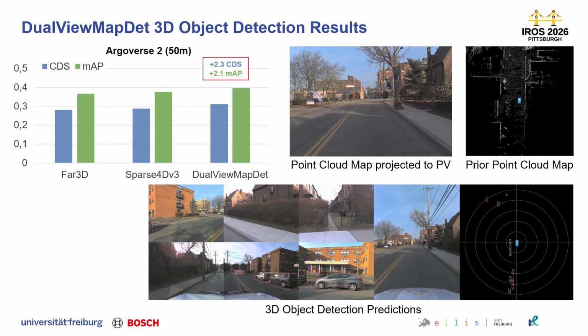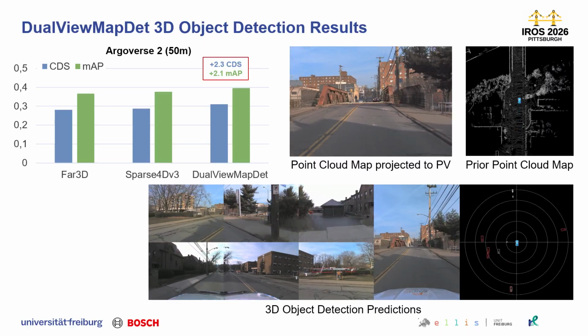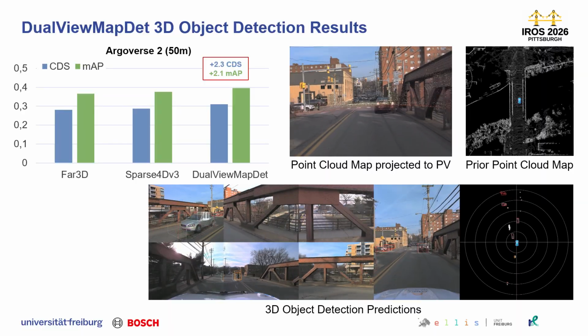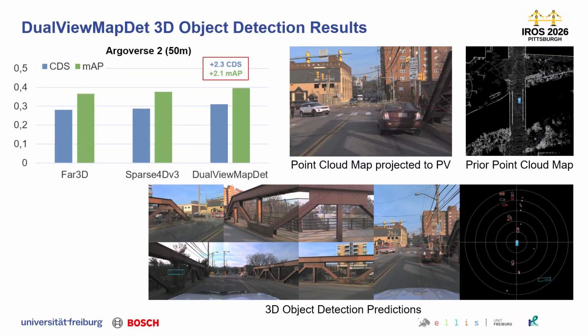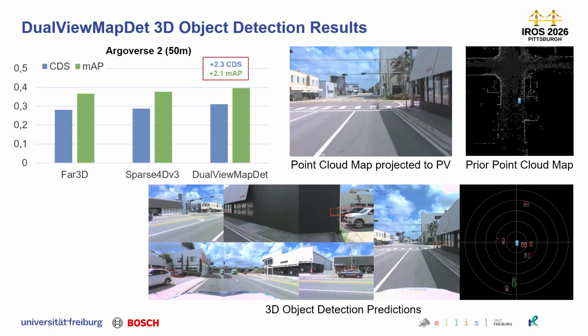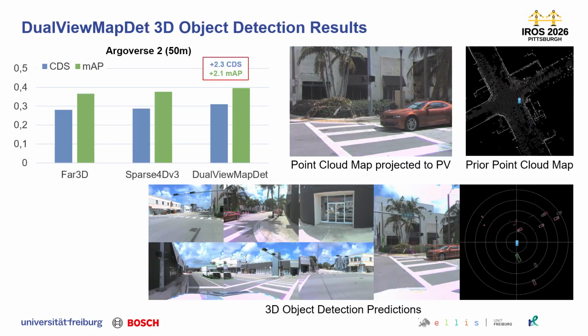Here we show the 3D object detection results on Argoverse 2 within a 50-meter range. DualViewMapDet improves both primary detection metrics compared to strong camera-only baselines. Compared to sparse 4D, we obtain an improvement of about 2.3 composite detection score and 2.1 mean average precision.